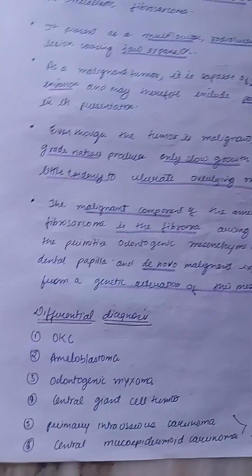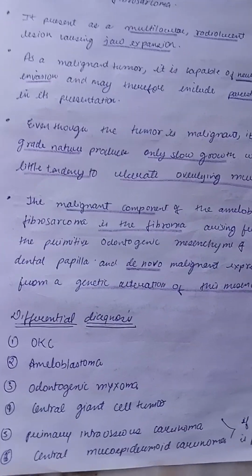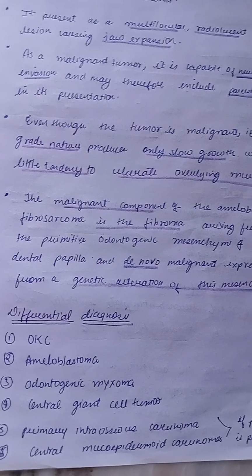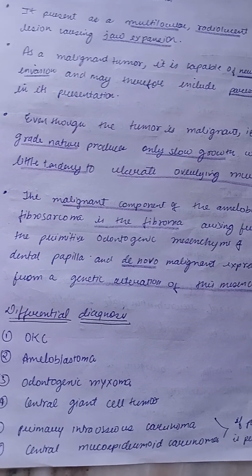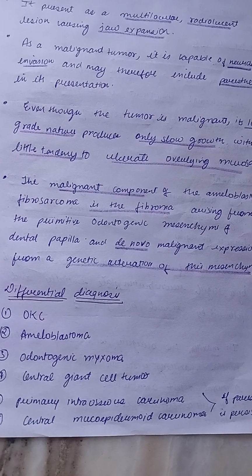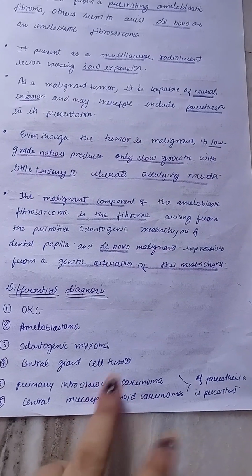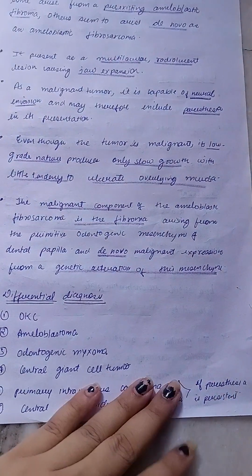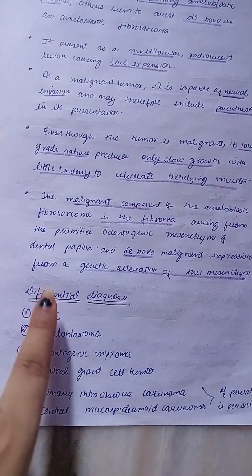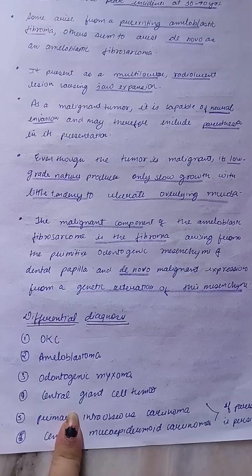Now differential diagnosis: ameloblastoma, odontogenic myxoma, central giant cell tumor, primary intraosseous carcinoma or central mucoepidermoid carcinoma. These can be considered as differential diagnosis if paresthesia is there. If paresthesia is not there, these are the differential diagnosis for ameloblastic fibrosarcoma.